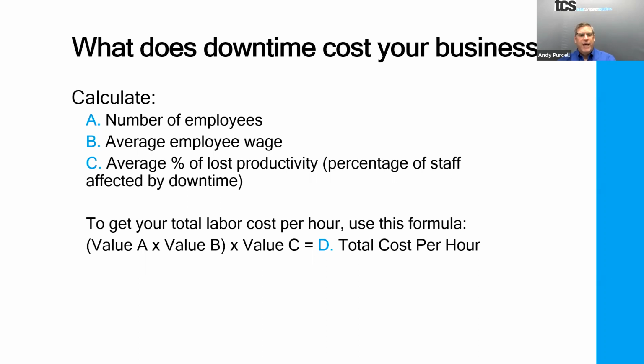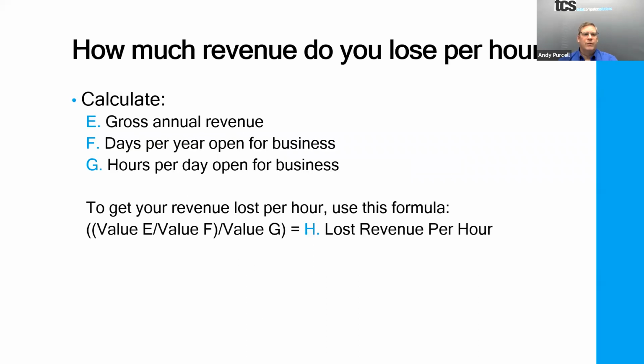you're paying them, and then you'll multiply it by that percentage. And so that will give you your total hourly cost or your total cost for that employee being unable to work due to whatever downtime has occurred. So that is the first calculation of what downtime costs you.